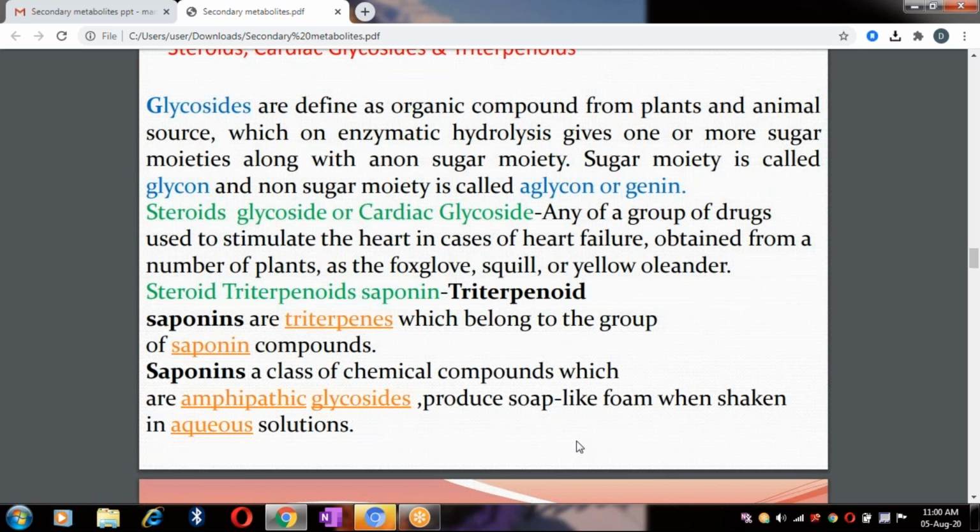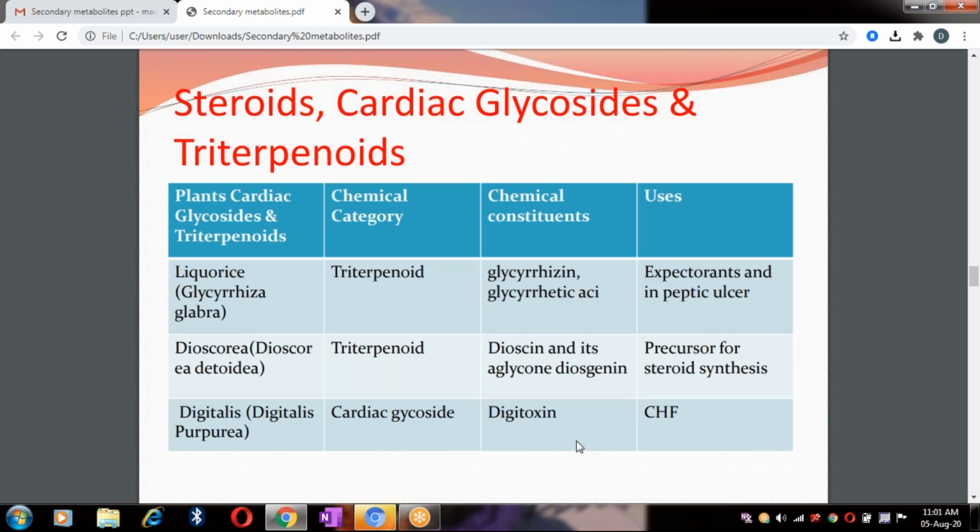Now licorice is a rhizome obtained from Glycyrrhiza glabra. It's a triterpenoid. The main constituents are glycyrrhizin and glycyrrhetinic acid. It is used as an expectorant, to reduce cough, and also in the treatment of peptic ulcer. Next is Dioscorea. Dioscorea is the tubers of Dioscorea deltoidea. This also contains a triterpenoid, namely dioscin, and its aglycone called diosgenin. These are used as precursors for steroidal synthesis.